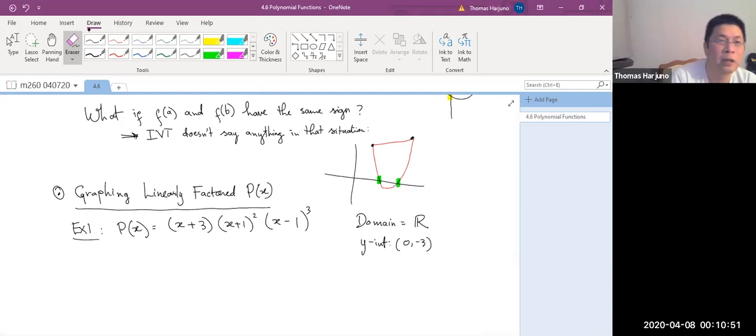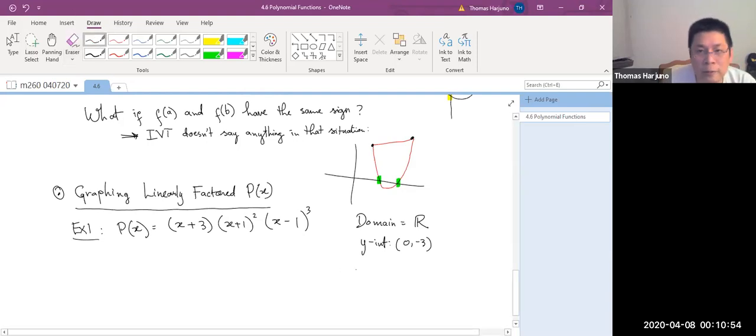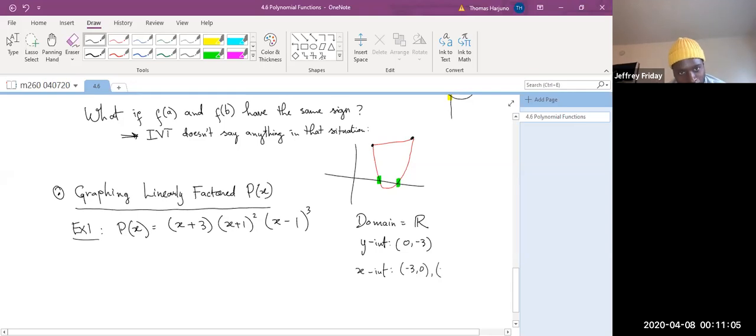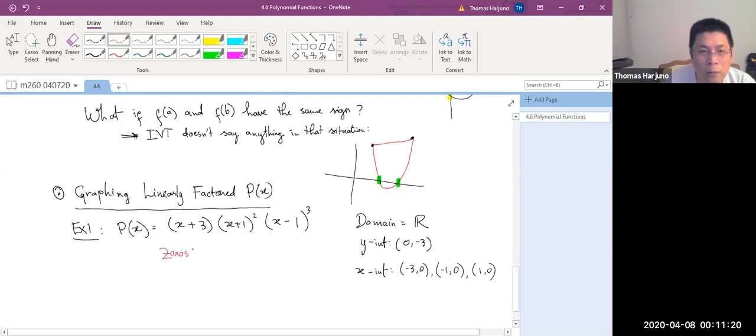That's the y-intercept. Now, how about the x-intercepts? Negative 3, 0. Negative 1, 0. And then 1, 0. In fact, we can say more. So the zeros are -3, -1, and 1. For -3, the multiplicity is 1 because the exponent is 1.